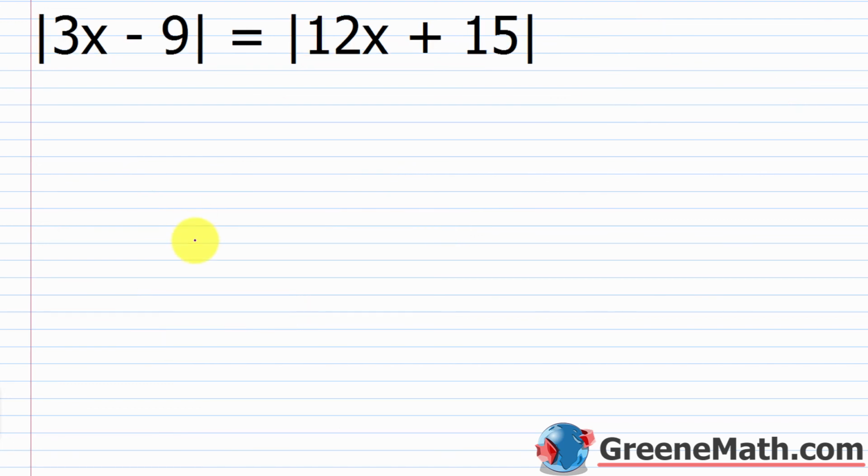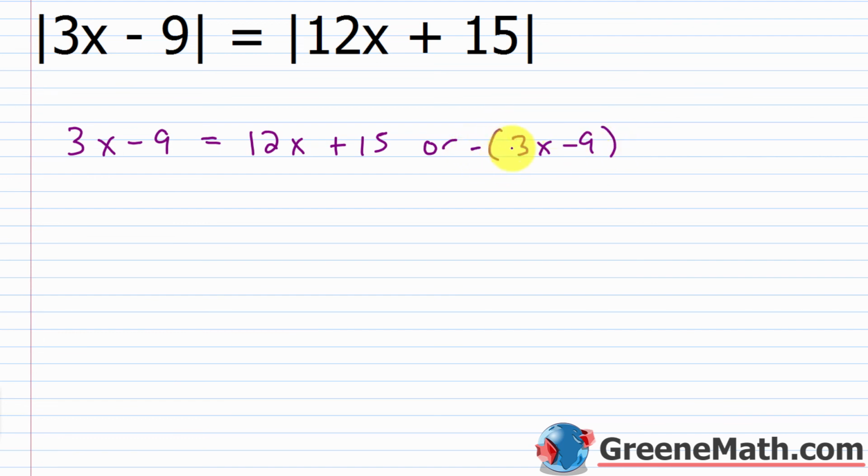All right, let's take a look at one more. So if the absolute value of 3x minus 9 is equal to the absolute value of 12x plus 15. So again, I want one scenario where they're equal to each other. So 3x minus 9 is simply equal to 12x plus 15. Or I want another scenario where they're opposites. So I can make this guy 3x minus 9. I can make it negative.